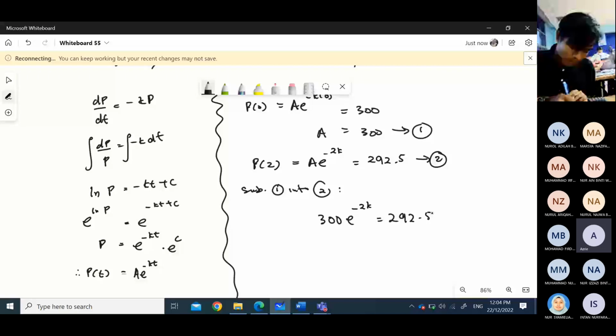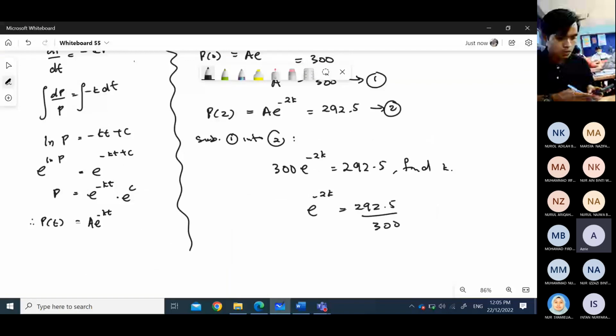Okay, so exponent negative 2K, it is equivalent with 292.5 over 300. Half-life dia boleh negatif. Half-life mesti separuh, ada 300. Dia jadi negatif sebab itu. Oh, dia negatif ni. Patutlah, jawapan dia tak ada negatif.